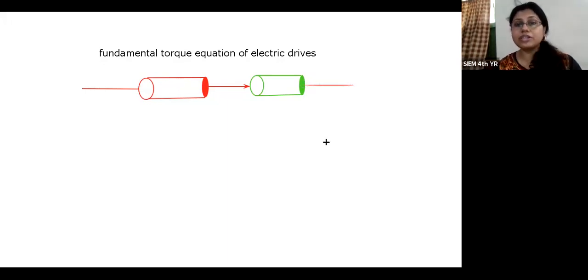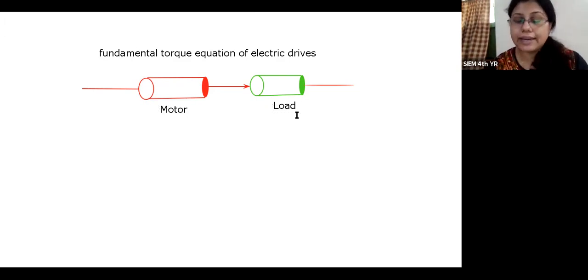Okay, so the first one is motor and the second one is load. So the motor is connected with the load. Now I'm writing here motor, and this one is our load. Okay, now one thing you have to understand, that is as per Newton's third law.